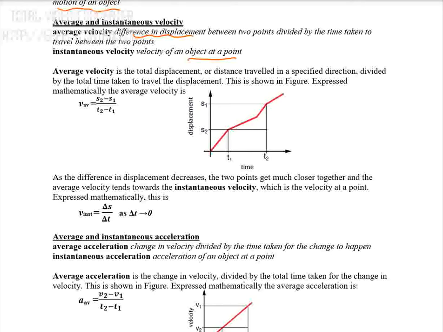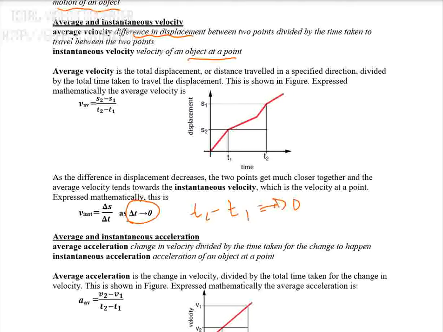Average velocity is the total displacement in a specified direction divided by the total time taken. Since average velocity is s2 minus s1 over t2 minus t1, the difference of the two points divided by the total time taken gives us the average velocity. But for instantaneous velocity, it's the change in displacement over change in time, as this change in time goes to 0, that means t2 minus t1 goes to 0.